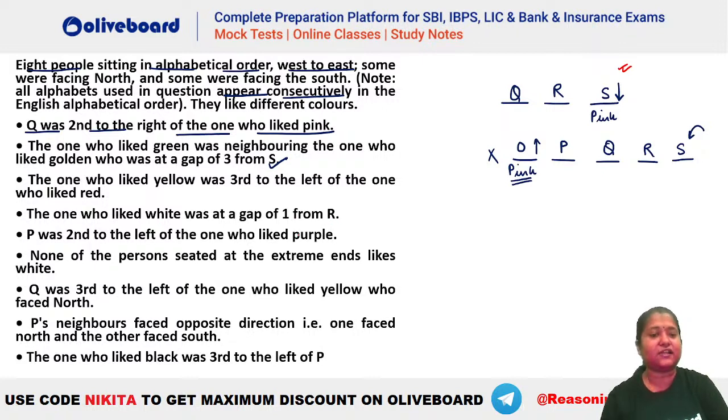P was second to the left of purple, and none of the persons seated at the extreme ends like white. And Q was third to the left of yellow who faced north. Then P's neighbors faced opposite directions, that is one faced north, one faced south. The one who liked black was third to the left of P.